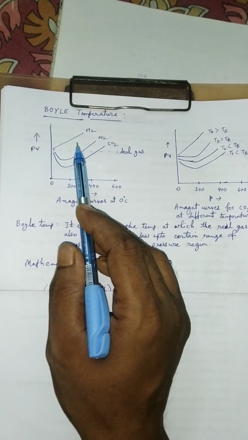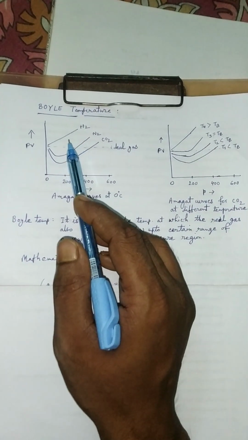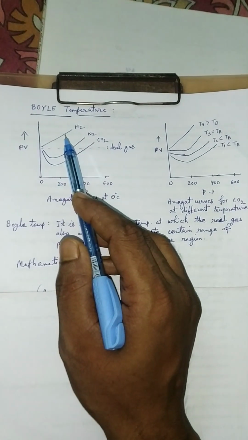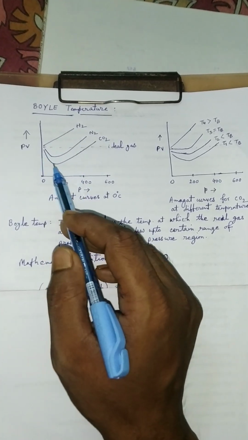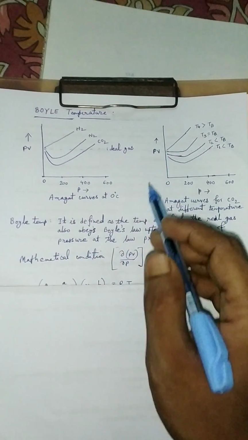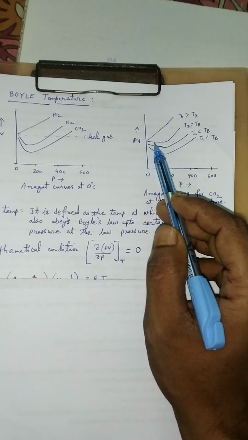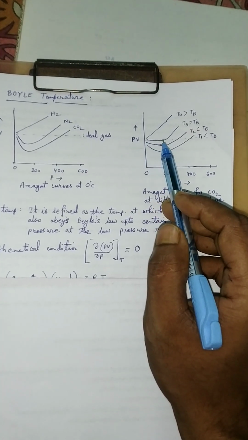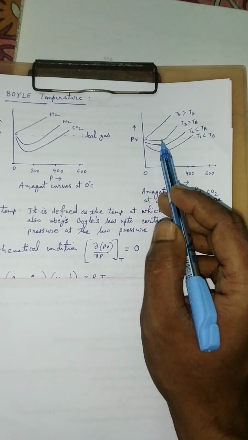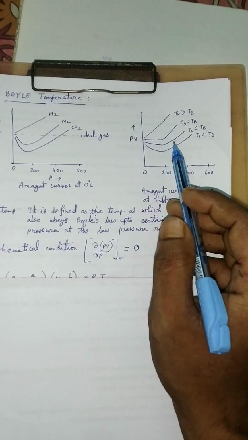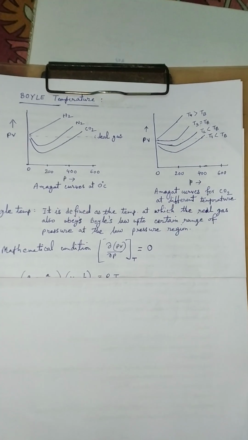That means for hydrogen and also for helium, 0 degree centigrade temperature is above their Boyle temperature. That's why PV increases with increasing P at the beginning. But for other gases, PV first decreases, then increases. For carbon dioxide gas, T3, that is TB, so that means this curve up to this range of pressure obeys the ideal gas equation, but above T3 or below T3 does not obey the ideal gas equation.